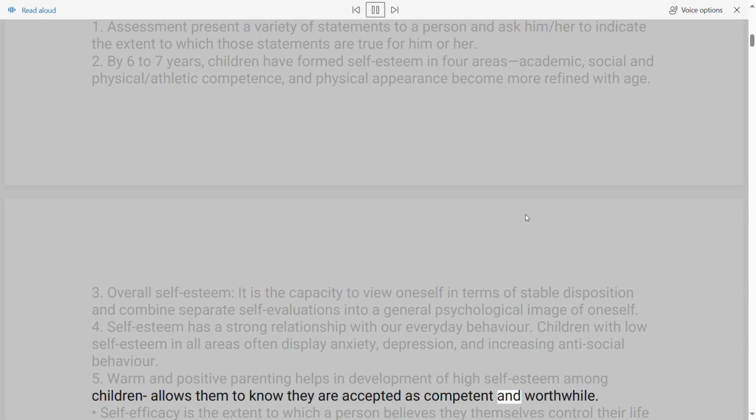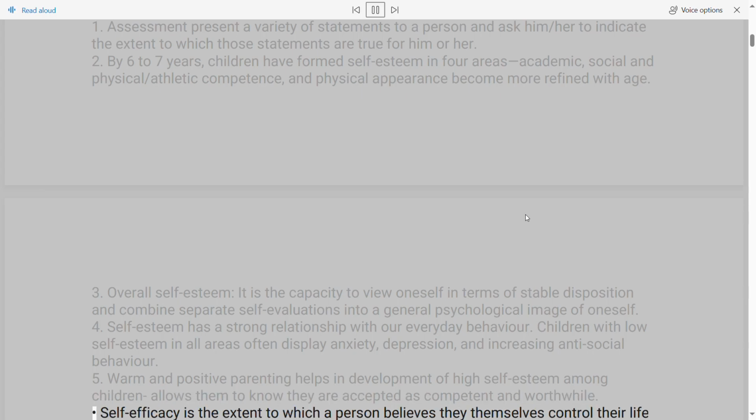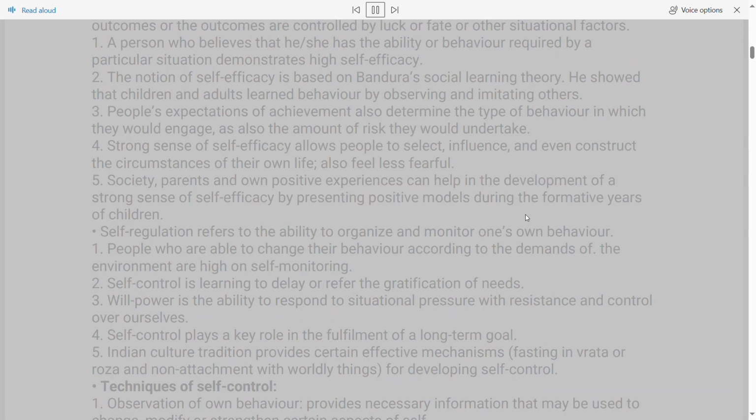Self-efficacy is the extent to which a person believes they themselves control their life outcomes or the outcomes are controlled by luck or fate or other situational factors. 1. A person who believes that he/she has the ability or behavior required by a particular situation demonstrates high self-efficacy. 2. The notion of self-efficacy is based on Bandura's social learning theory.